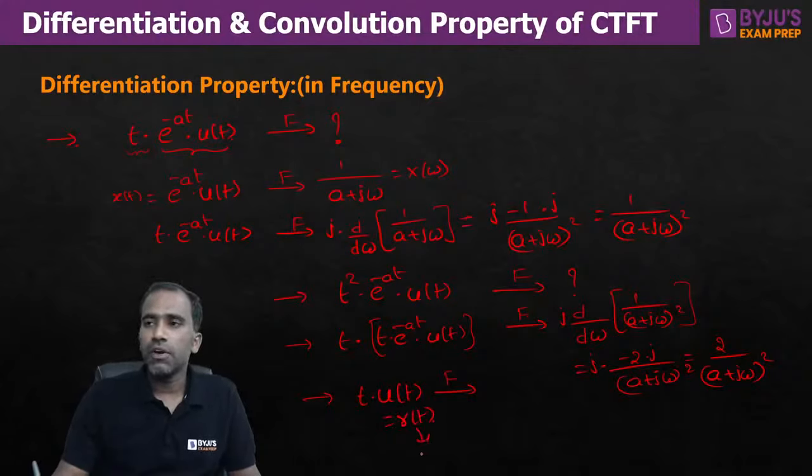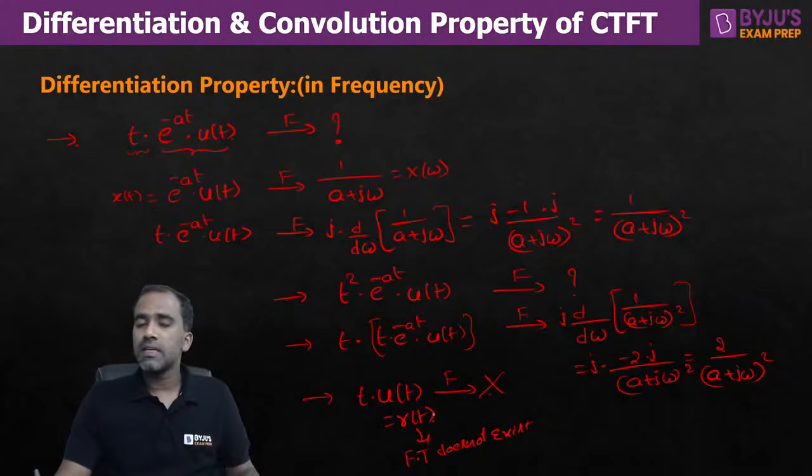For r of t, will Fourier transform exist? This is a neither energy nor power signal. For neither energy nor power signals, Fourier transform does not exist. If Fourier transform does not exist, what are you trying to find? If you blindly apply the formula, you get some junk which is not valid. So Fourier transform does not exist because r of t is a neither energy nor power signal.